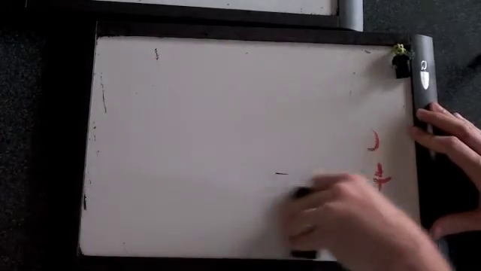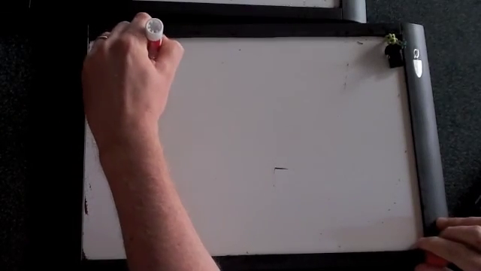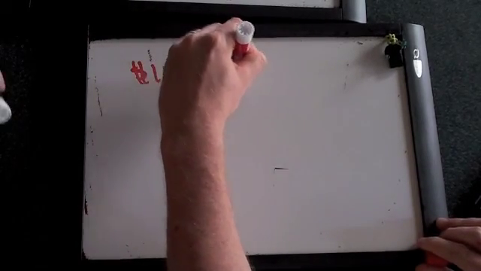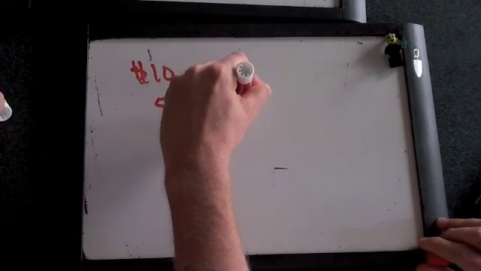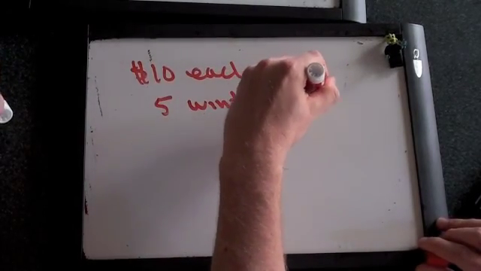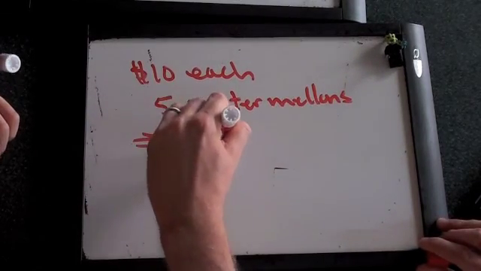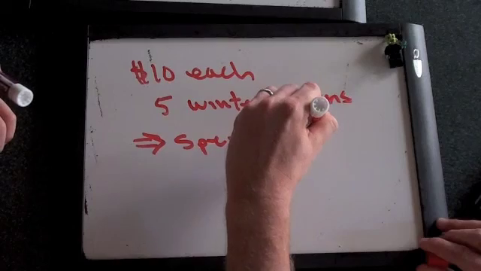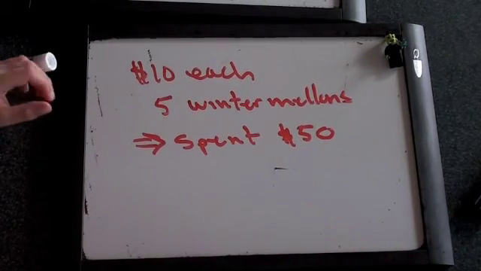Okay. So your watermelons, or not watermelons, what are they called? They're called winter melons in Plants and Zombies. Okay, so $10 each, 5 of them, 5 winter melons. So you spent $50.